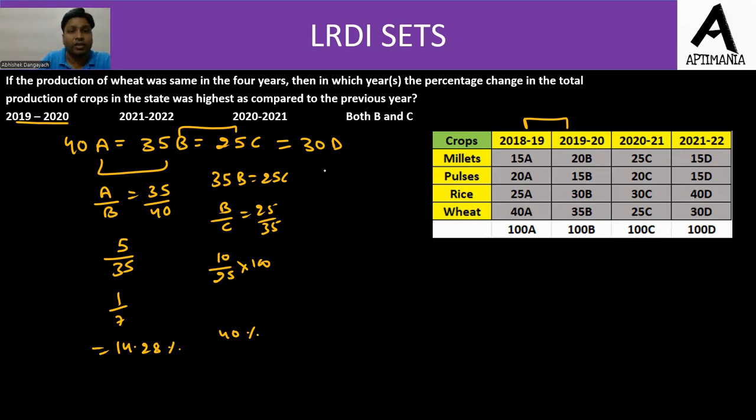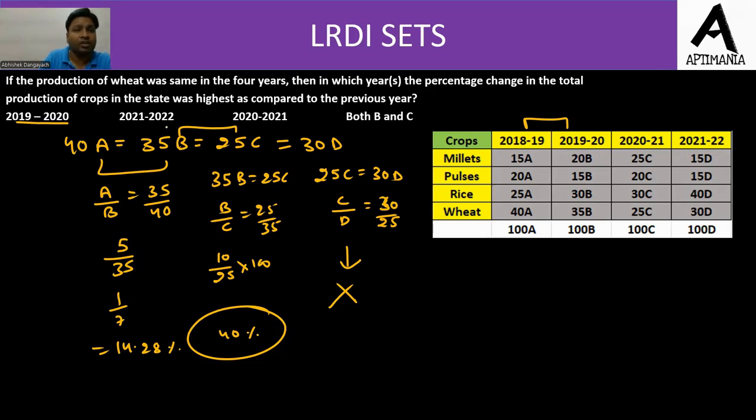If we check for this particular year, we have 25C is equal to 30D. So C over D from here comes out to be 6 by 5, or 30 by 25 only. So we have a decrement. So this cannot be the answer, and out of this is the highest percentage that we have. So the answer to this question is 21-22.